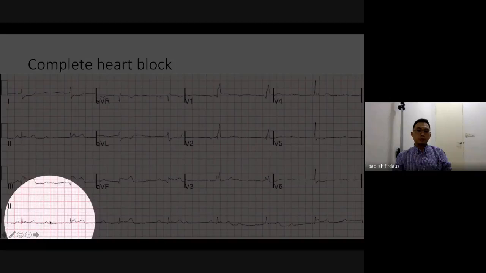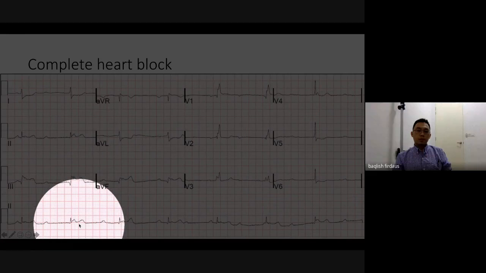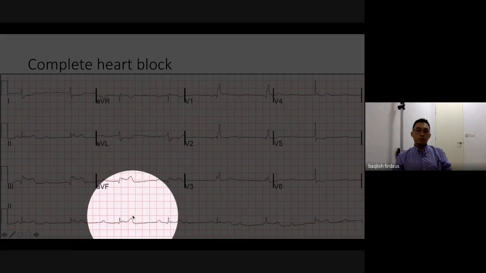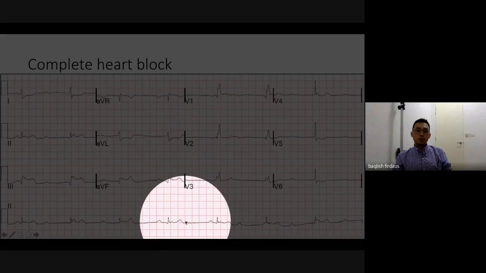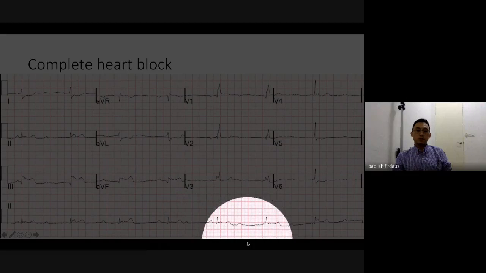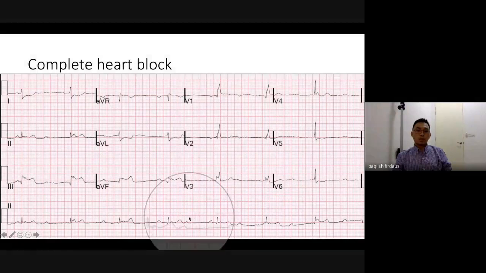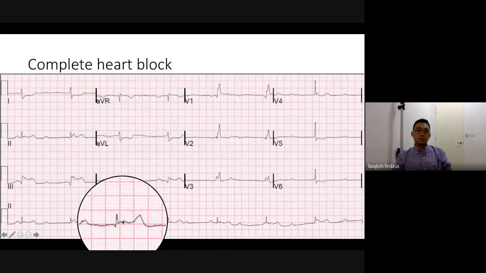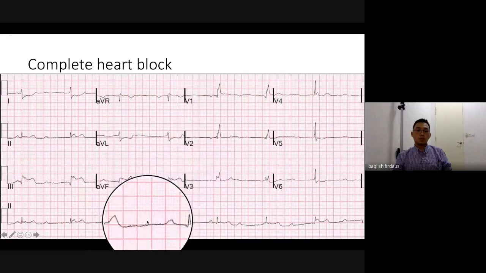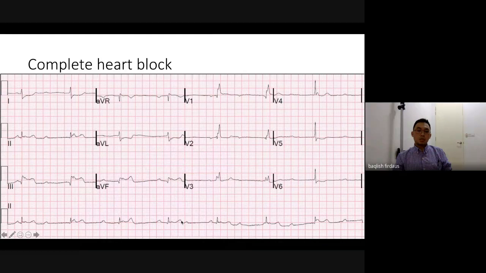Like you see here, there's a P wave here, probably a P wave embedded here, P wave here, P wave here, P wave here, P wave here. So the P wave and QRS complex are dissociated. Then the QRS will be on its own. Usually in a patient with complete heart block, the QRS complex will be broad because it originated from the ventricle, not from the SA node.